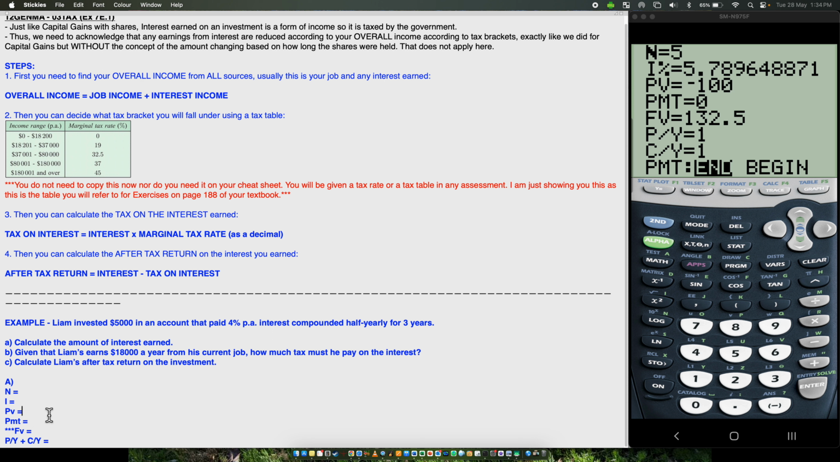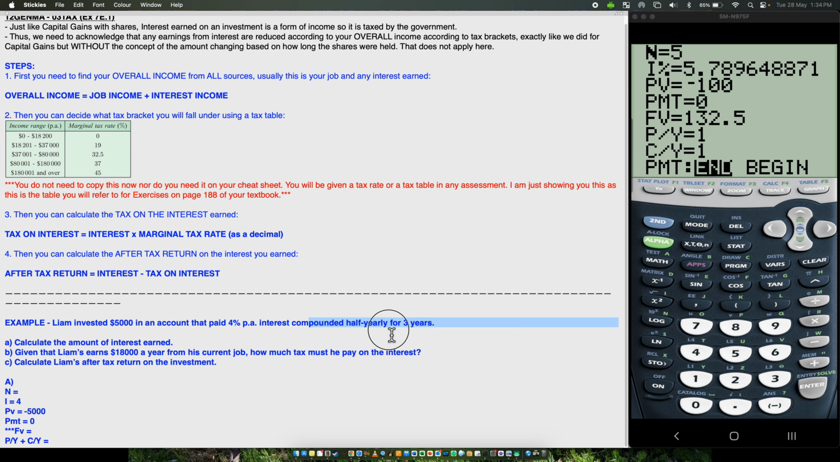Liam invested $5,000. So what's PV going to be? Good, excellent. Negative 5,000 because he's putting that $5,000 that was in his pocket in the bank. The account pays 4%. So what should I make I? No, there's no conversion on TVM Solver. You just put it as 4. Yep. PMT, does it say anything about him making regular payments? No, he's just putting $5,000 in there and leaving it alone. So PMT is going to be 0.